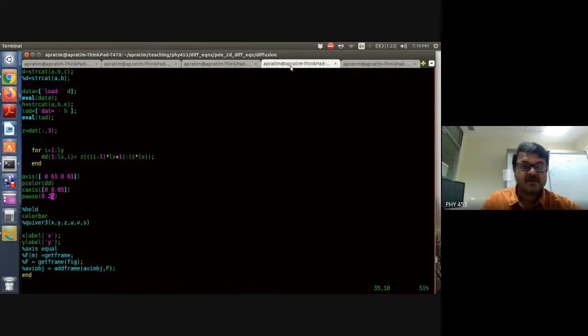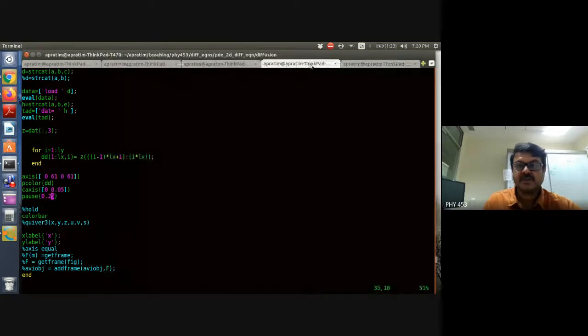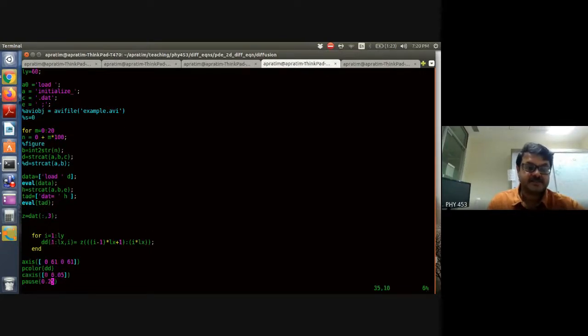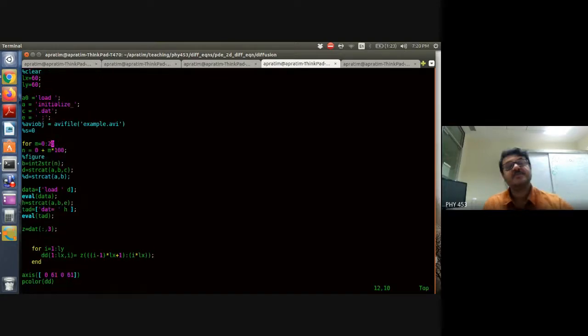Now, let's see how it would look in Octave. I have also written a suitable code in Octave where I have added all of this. It is basically a slight modification of the Ising model code, and the axis is 0 to 61, and after each snapshot there is a 0.25 pause so that we can properly visualize it. And there are 20 snapshots because I'm saving data every 100 iterations, and the total number of iterations is 2000. So these are the parameters.